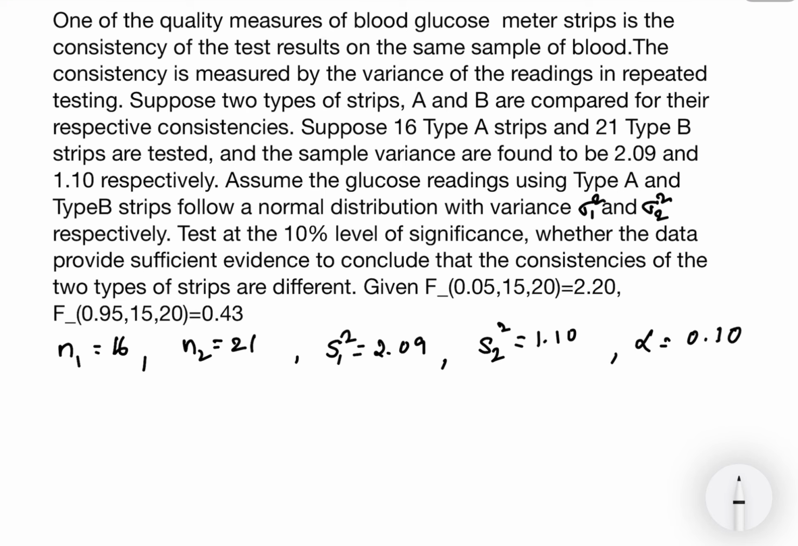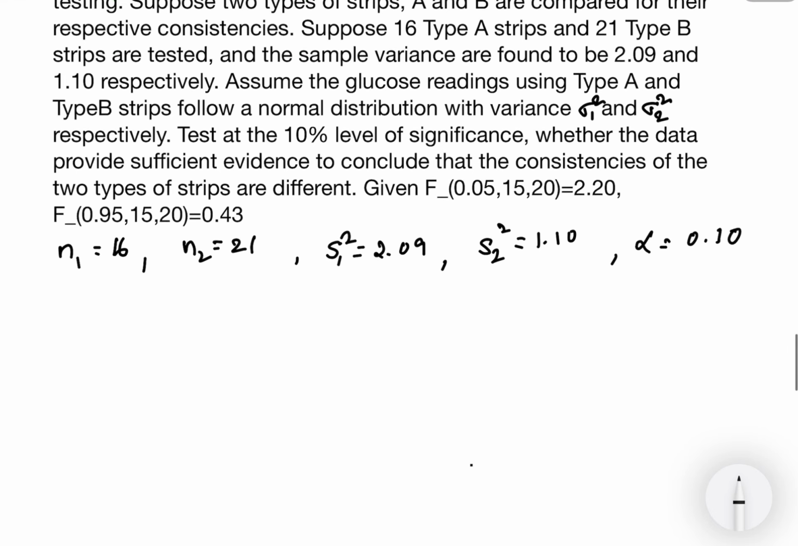Whether the data provides sufficient evidence to conclude that the consistencies of the two types of strips are different. Given F 0.05 equals 2.20 and F 0.95 equals 0.43. Okay, so we have all the data written down.